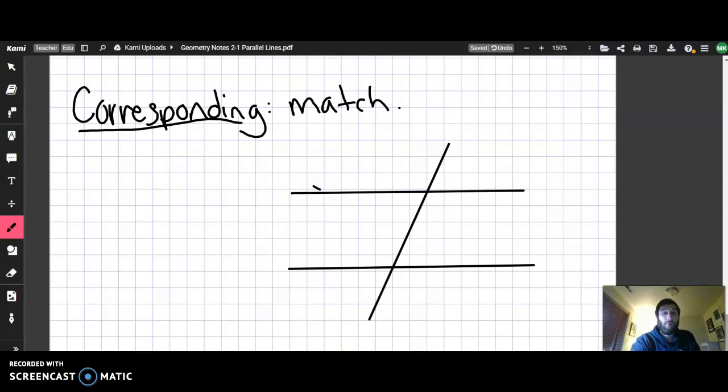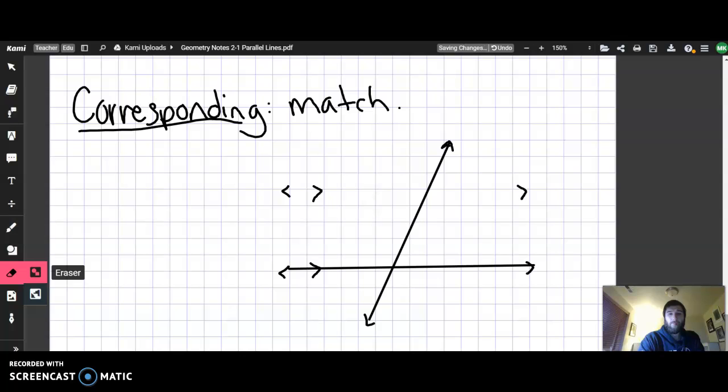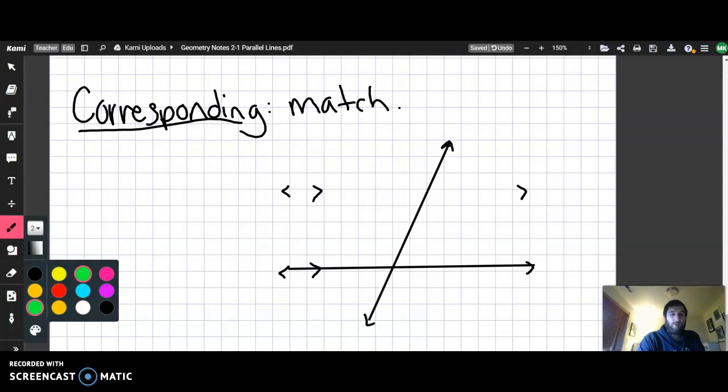And so here's our parallel line, here's our parallel line, and there's our transversal. So ladies and gentlemen, if we have matching angles, then that means that the angle is in the same spot on each of our parallel lines. Let me talk about that a different way. If I just ignore one of these lines, and I pay attention to the bottom line here, the green angle is in the top right-hand corner of that line.